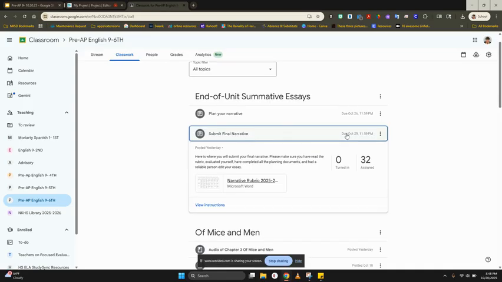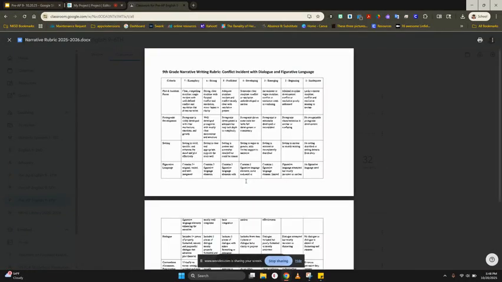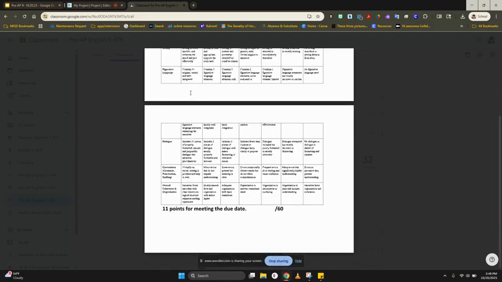I want you to notice the due date for this assignment is October 29th at 11:59 p.m. Okay, you're going to submit it right here. Please make sure you've read the rubric, evaluated yourself, have completed the planning documents, and had a reliable person edit your essay. Here is the rubric. You'll notice that there are 7 categories and 7 rankings. So 7 times 7 is 49. The total for this part of the rubric is 49 points, but you'll also notice that the actual essay is worth 60. You get 11 points for meeting the due date.